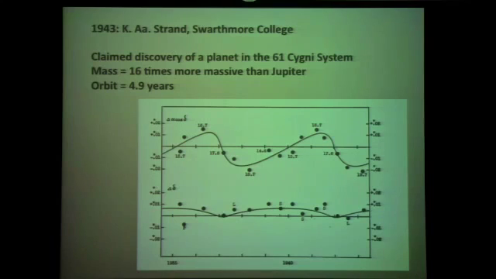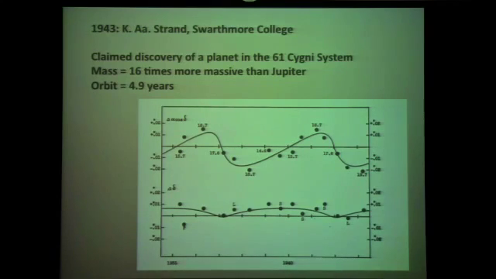Instead of following the exact orbit it's supposed to follow, it wobbled a little bit because it was being tugged on by a planet, right? How much did it wobble? Well, look at the numbers here. Instead of following the path it's supposed to be following, the straight line here, it's wobbling. And how much is it wobbling?